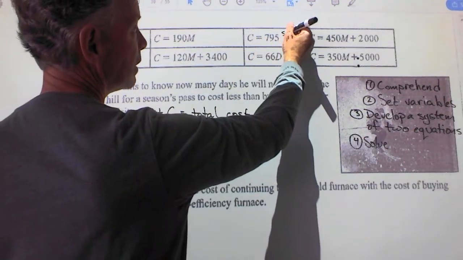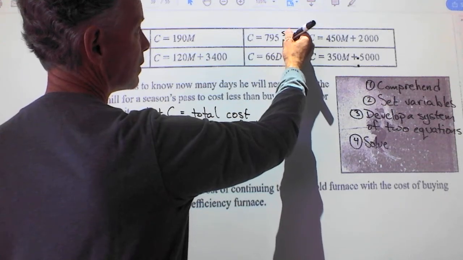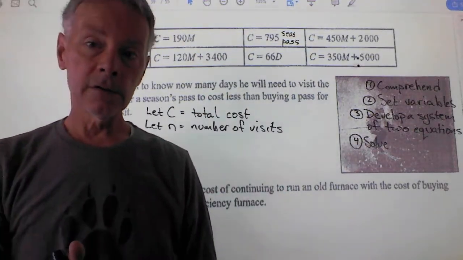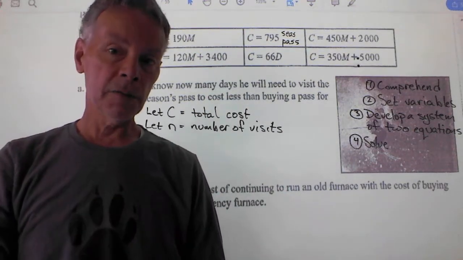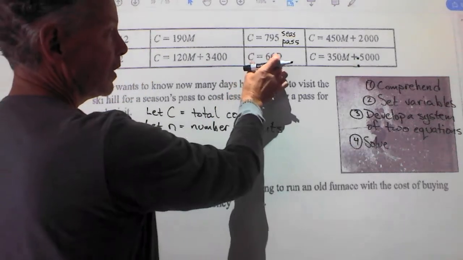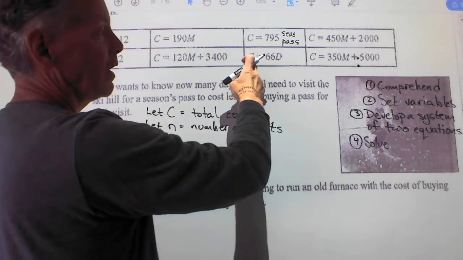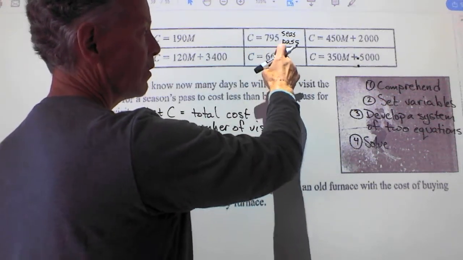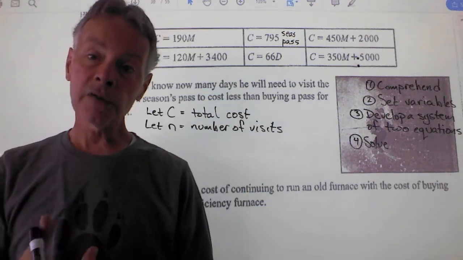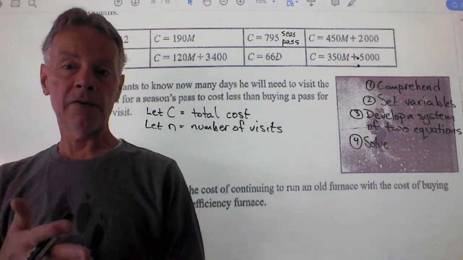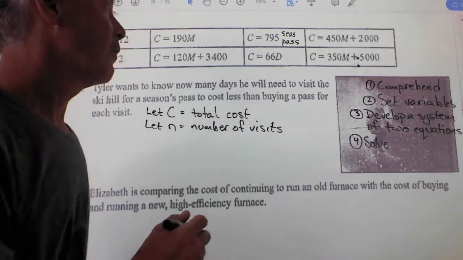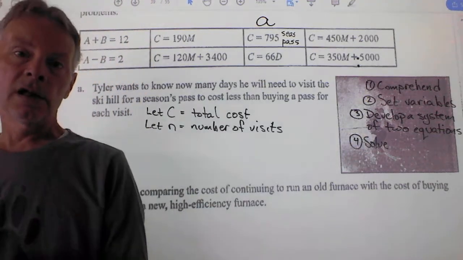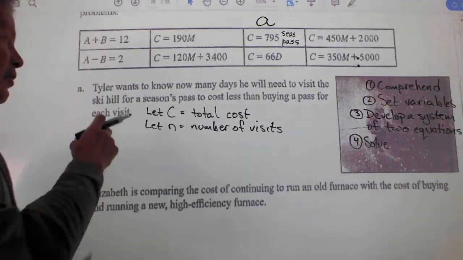So this would be the season's pass, where your total cost is just some initial outlay, and then you don't have to pay again. If you look at the one below it, you'll see that that one has a total cost, and it does depend on how many visits you make, which is what you would expect if you have to pay every time you visit. So this one is probably a system of equations describing situation A.